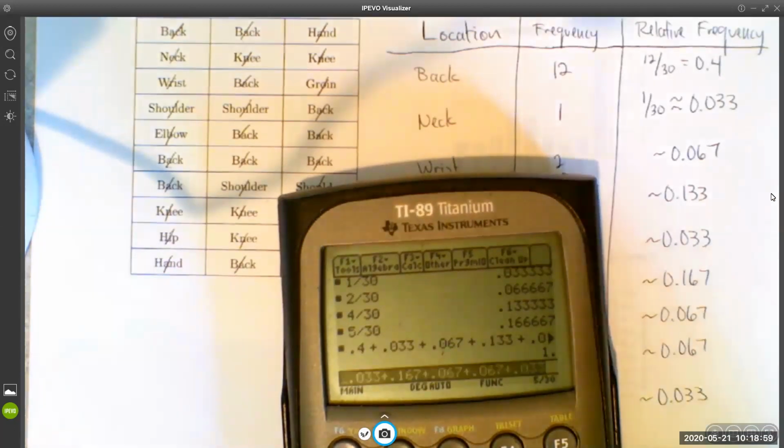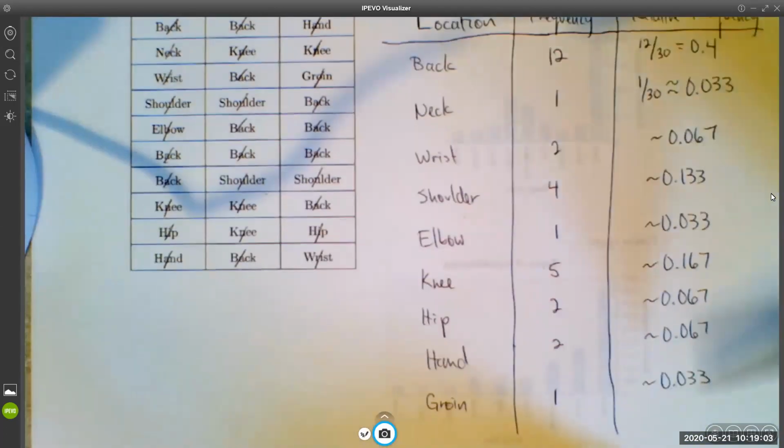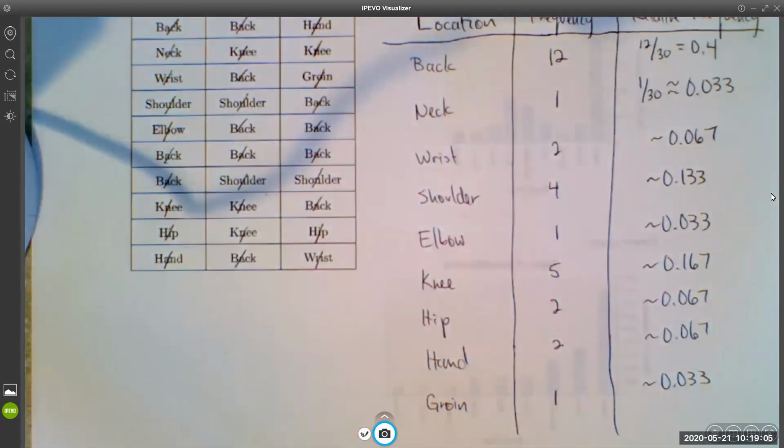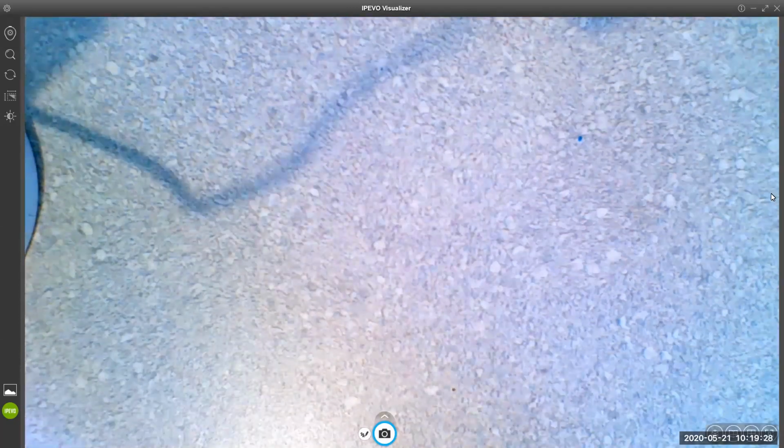Okay, so that works. It's possible when you're checking your work on these that you might get something a little different than 1. You might get like 0.999 or 1.00 here. So that's why. But you should get 1 or really pretty close to it. Okay. So that's frequency and relative frequency distributions.